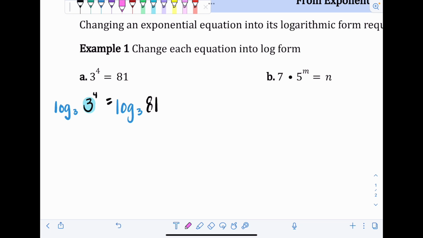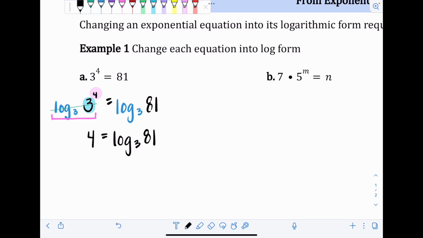And then now the log with the base of 3 and the exponential with the base of 3 cancel each other out. And you would just be left with the exponent from the exponential. So just the 4 would be left over. And then that's equal to log base 3 of 81. And then now the equation is in log form, so we're done there.